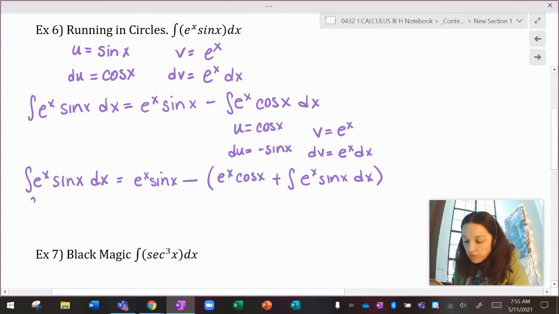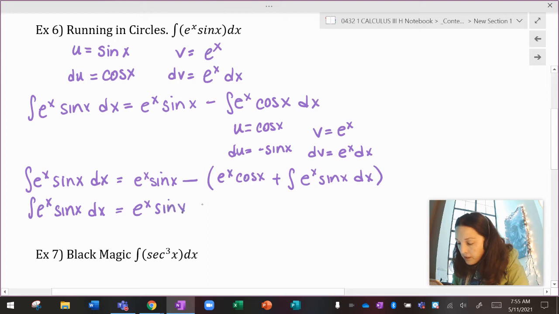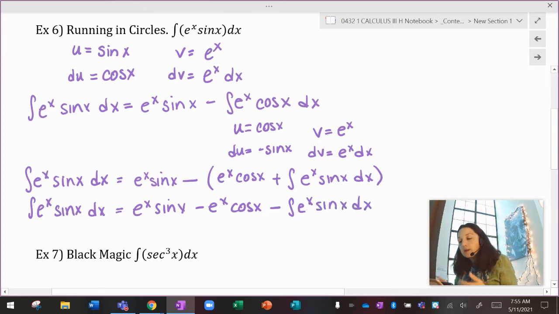And then if I distribute that minus, it's minus e to the x cosine x minus the integral of e to the x sine x dx. Okay, now I've got e to the x sine x. I need another integration by parts, but hold on a minute. I already did that. I'm back to the beginning, which is why I called this one running in circles.